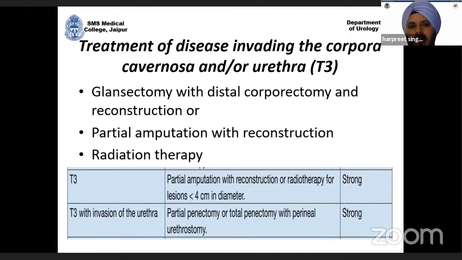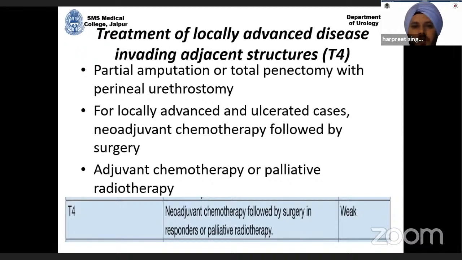For the T3 lesion that involves the urethra, total penectomy with perineal urethrostomy is recommended, and partial penectomy is also recommended. When it comes to the treatment for locally advanced disease that invades the prostate, scrotum, or the pubic bone, the standard advisable treatment in this condition is extended partial amputation or total penectomy with perineal urethrostomy.